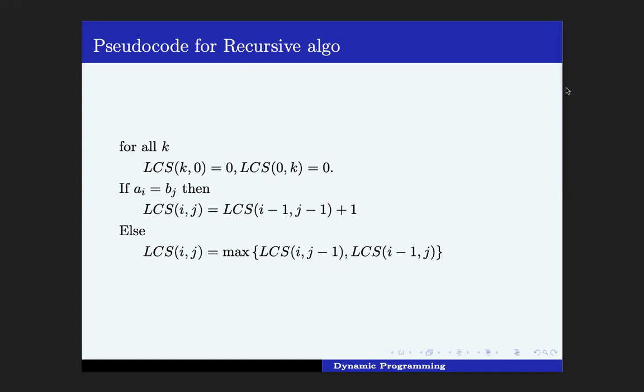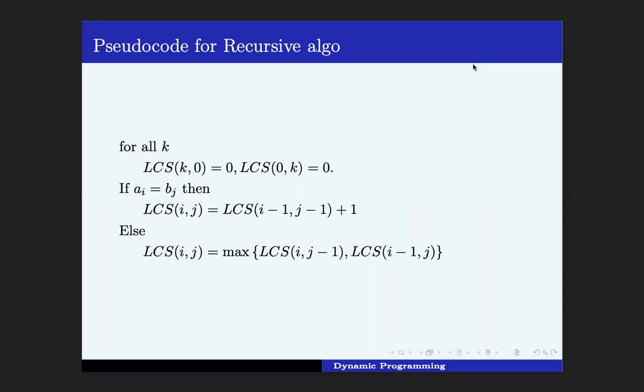But can you do better? Yeah, if we apply the dynamic programming strategy, like storing the values of LCS i and j in an array, then we can do better. Okay. So how will we store? In which array?